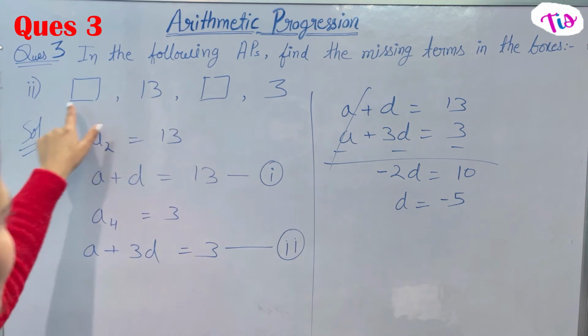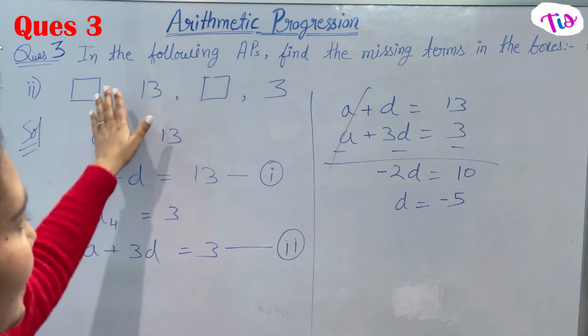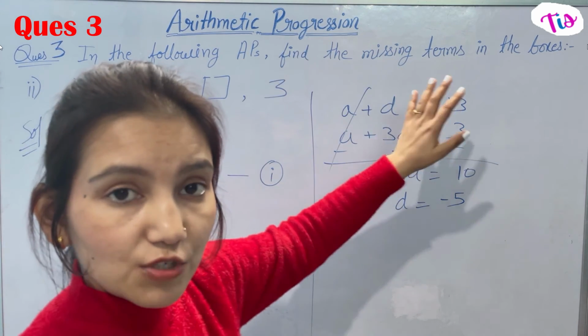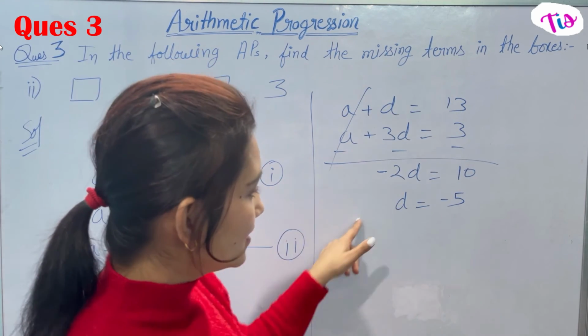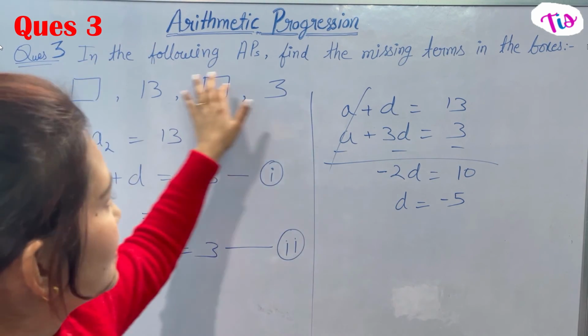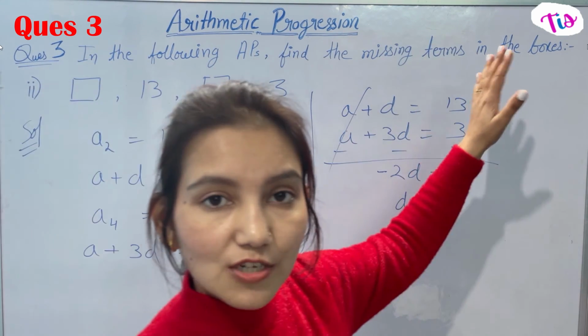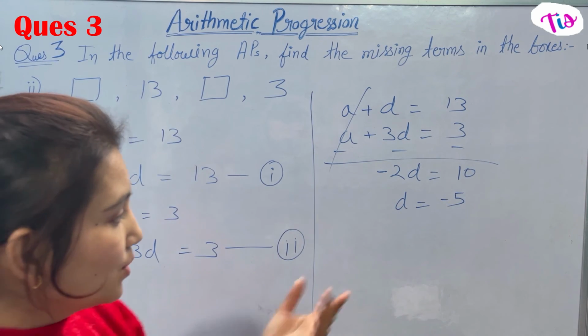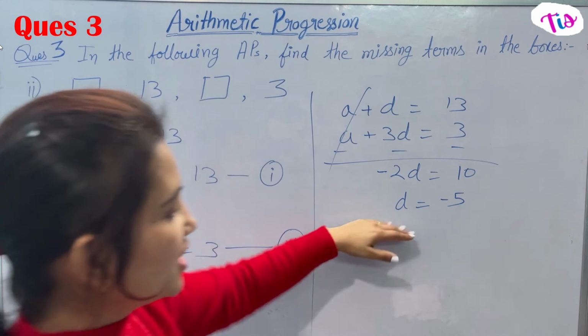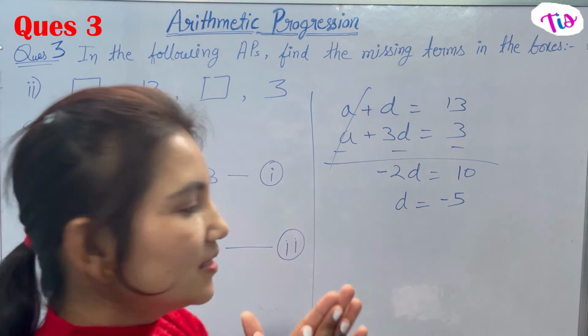You can see here the terms of this AP are in decreasing order. The second term was 13 and the fourth term is 3, which means they are decreasing, and the value of the common difference, which is negative, justifies this decreasing value of the terms in the AP. I'm just telling you that the value of d justifies the answer. So d here is minus 5. Common difference is minus 5.